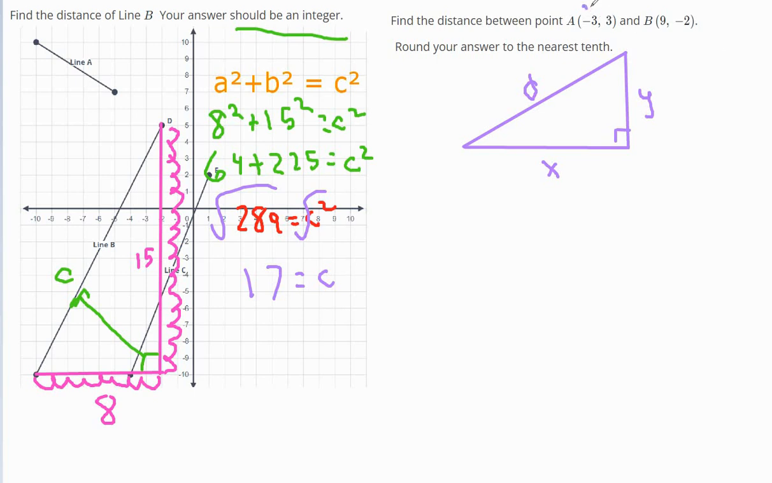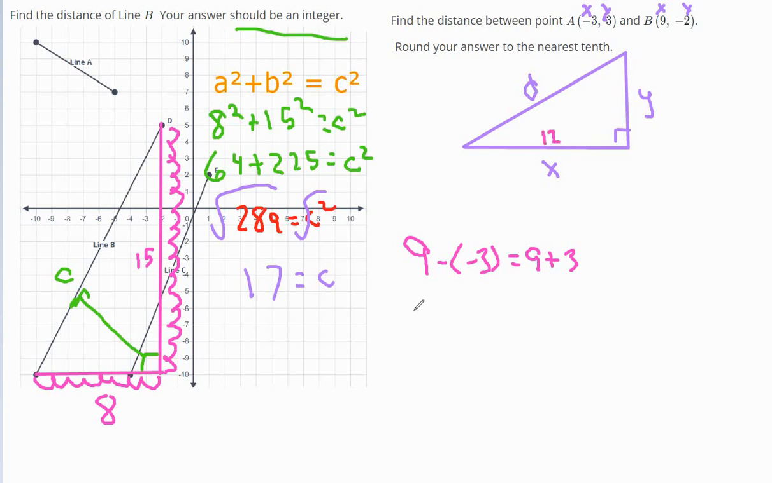Well, the coordinate points go in the form of x comma y, x comma y. So we need to find the difference in the points of the x values. So the distance between the x values, we would do 9 minus a negative 3, which is 9 plus 3, which is 12. And that's going to go right here for the x. So this side is 12.